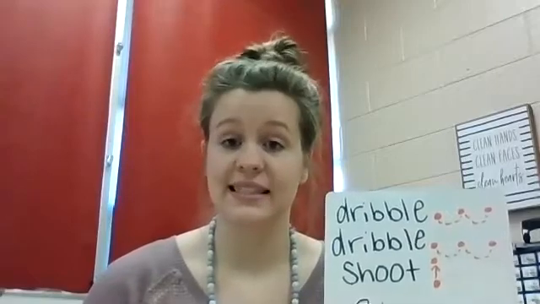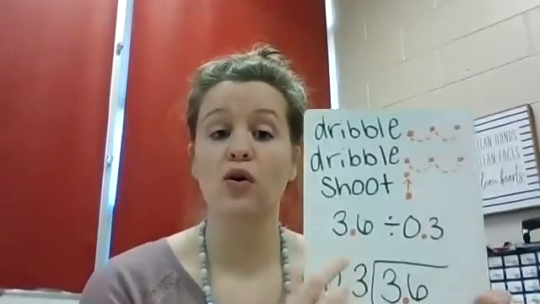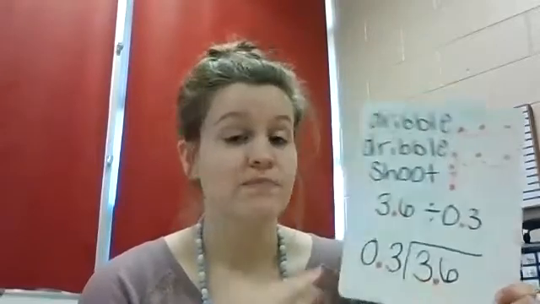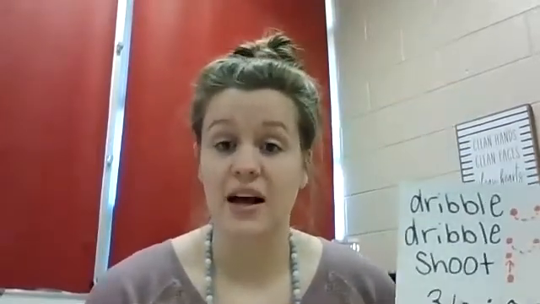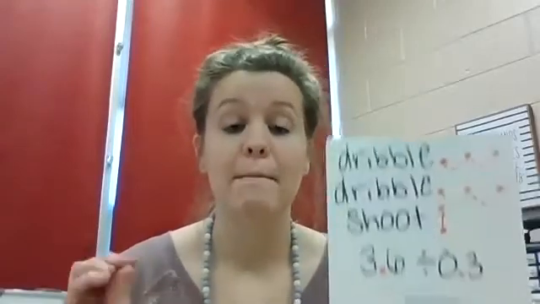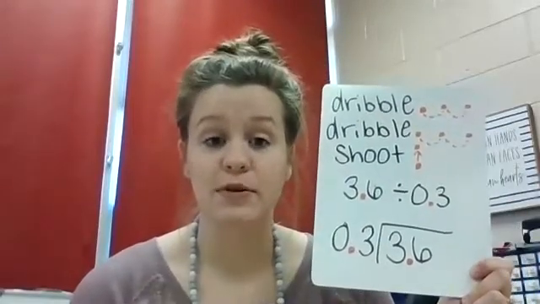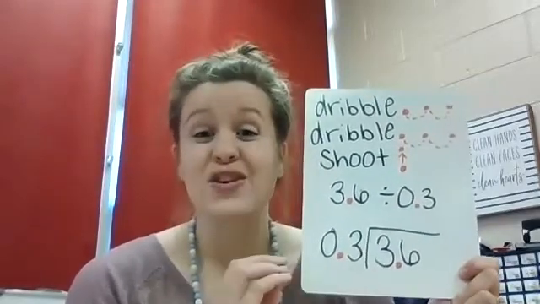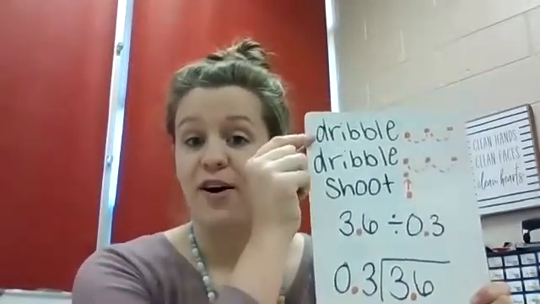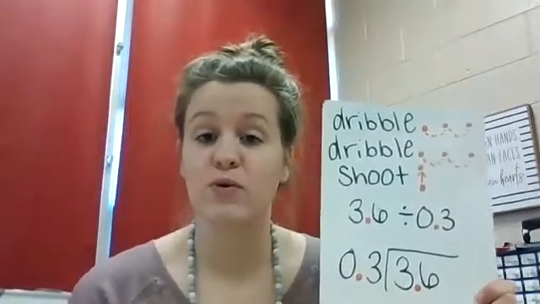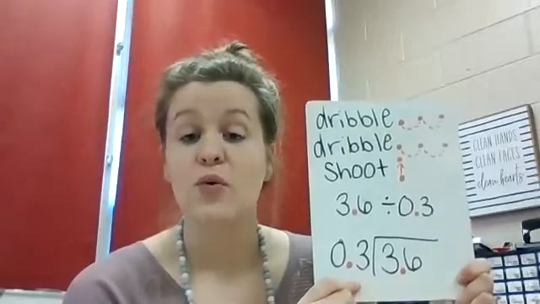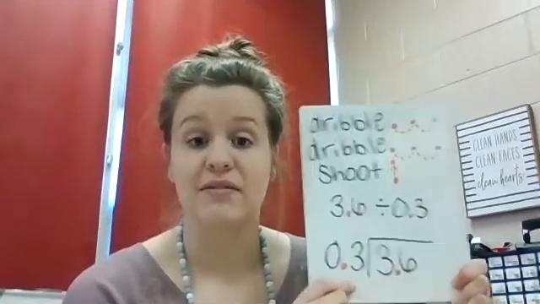So we've already seen that you can have a whole number on the outside of your house and a decimal on the inside of your house, and you can divide just fine. We've done that a couple of lessons already this chapter. But when you have a decimal in your divisor and in your dividend, you have to do what we call dribble, dribble, shoot in order to divide. You cannot have a decimal outside of the house when you are trying to divide.